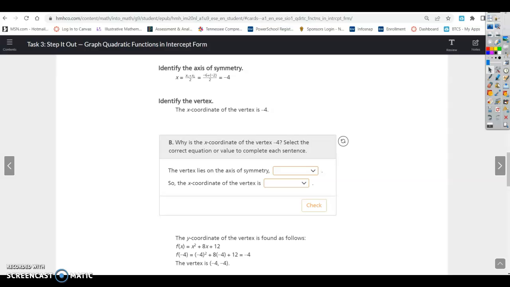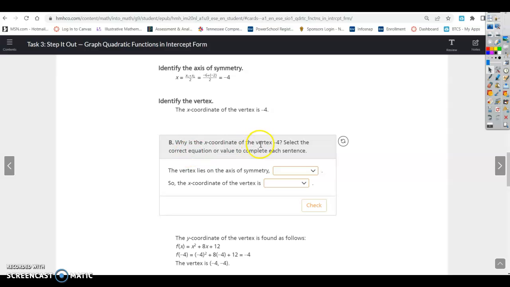Identify the axis of symmetry. Again, the axis of symmetry is found by averaging the two intercepts. So negative 6 plus negative 2 is negative 8, divided by 2 is negative 4. So x = -4 is going to be our axis of symmetry. Identify the vertex. The vertex can be found by taking your axis of symmetry, plugging it into the original equation, and finding the y value.